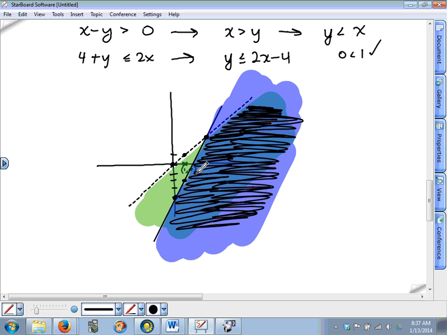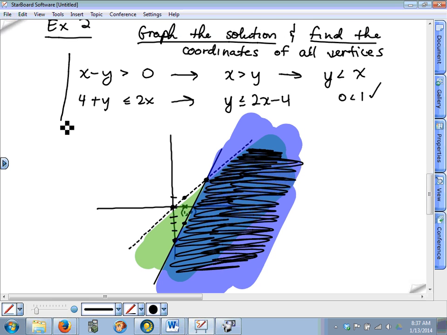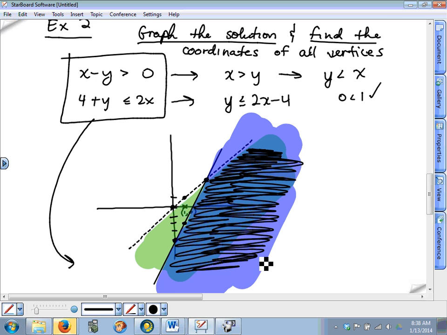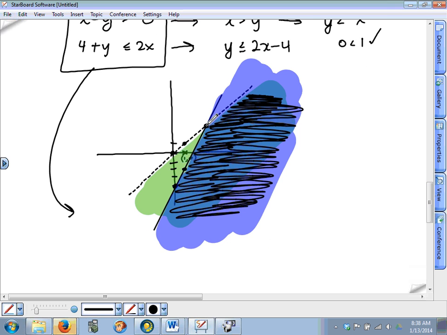Okay? You got to solve this algebraically. Graphically, this is going to be very inaccurate. How do you solve algebraically where one line crosses with another line? System of equations. Okay? That's what we learned about last time. Turn this into a system of equations to solve for that intersection point right there. So x minus y equals 0, and 4 plus y equals 2x. This is going to solve for that intersection point.